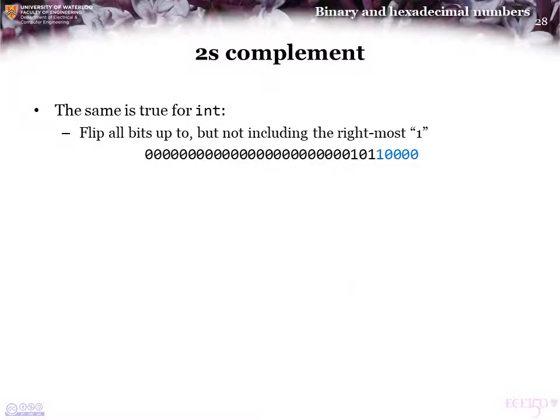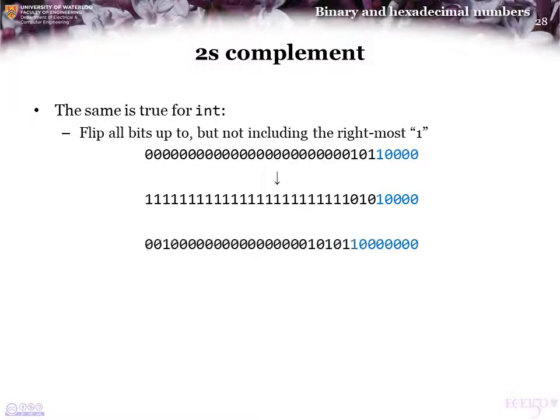The same is true for int. If I wanted to calculate the 2's complement of this number here, I would flip all of the bits up until, but not including, the rightmost 1. So this is the 2's complement representation of the given number. Same here. I find the rightmost 1 and I flip everything up to but not including that rightmost 1.